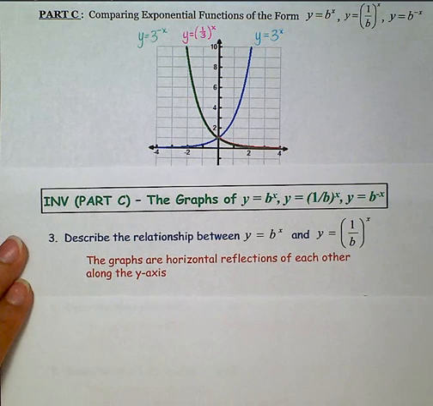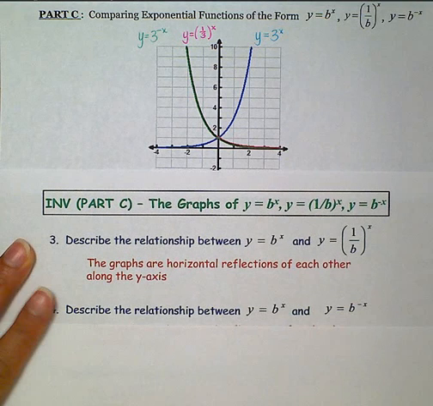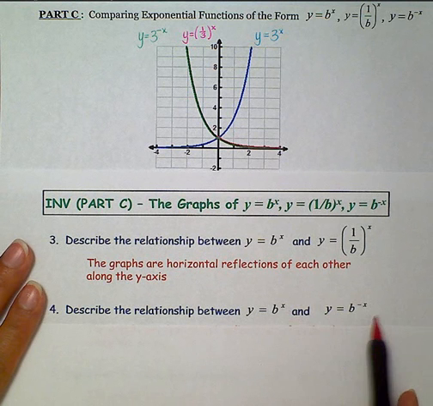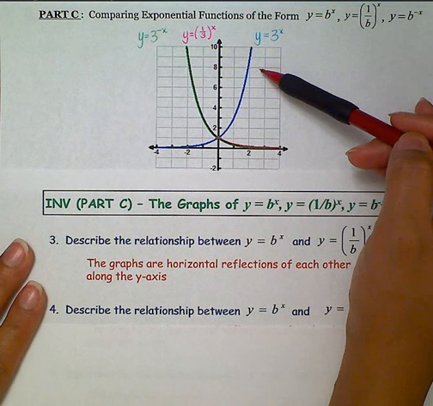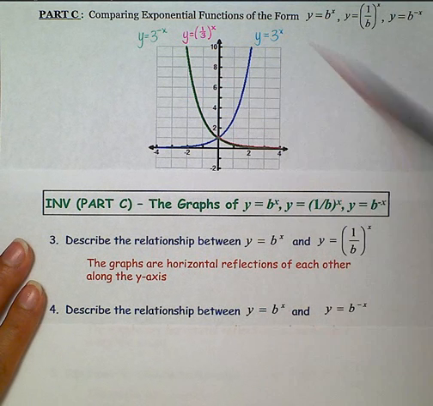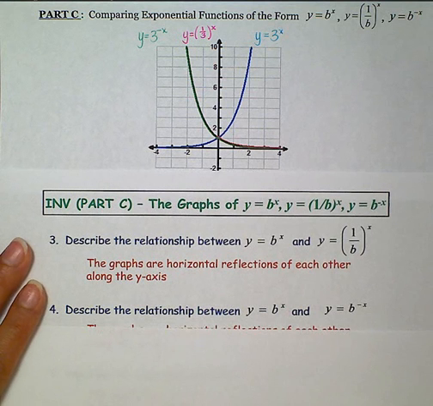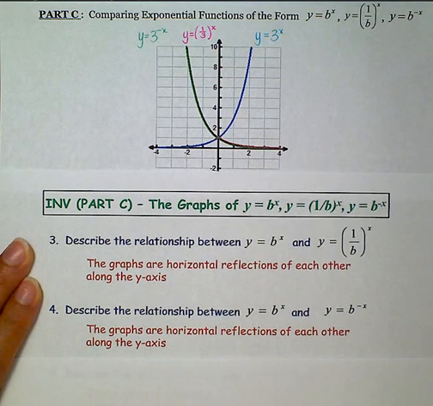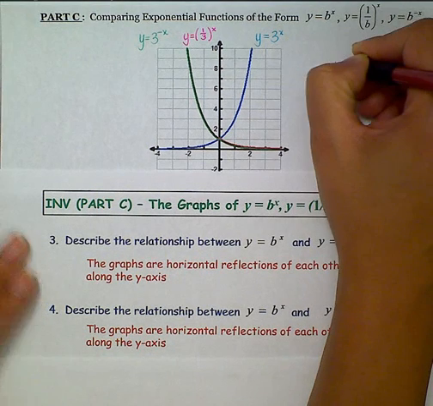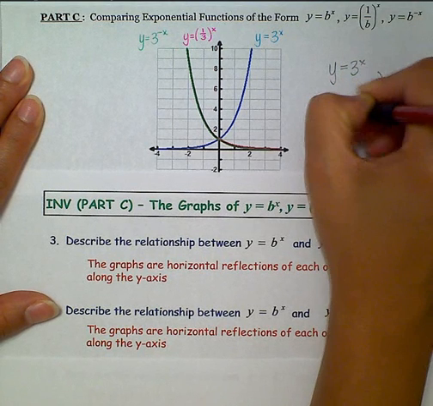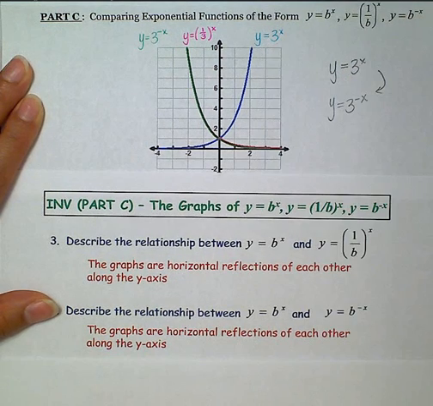Now if we look at the next question, it says describe the relationship between y equals b to the exponent x and y equals b to the exponent negative x. The blue graph is y equals 3 to the exponent x, and the green graph is y equals 3 to the exponent negative x. And what you'll notice is these are also horizontal reflections of each other along the y-axis. The reason for that is because you're going from y equals 3 to the exponent x to y equals 3 to the exponent negative x. That negative in the exponent indicates a horizontal reflection, and you can see that clearly between the green graph and the blue graph.